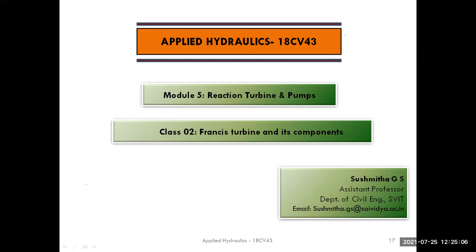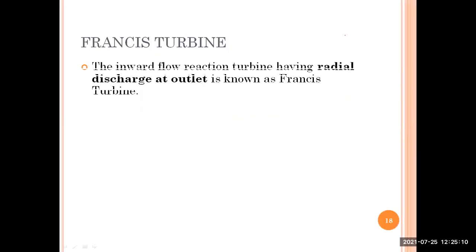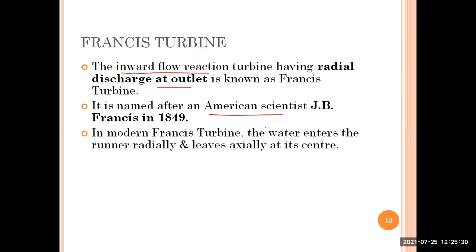and its components. Coming to the introduction to the Francis turbine, it is an inward radial flow reaction turbine, which has a radial discharge at the outlet. This turbine is named after an American scientist, J.B. Francis, in 1849.